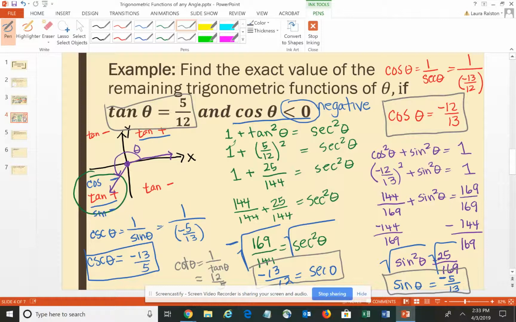We were initially given one function and an additional condition. From that, we were able to find all the other trigonometric functions using the Pythagorean identities, reciprocal identities, and things that we learned in a previous lesson. All right, let's check out another one.